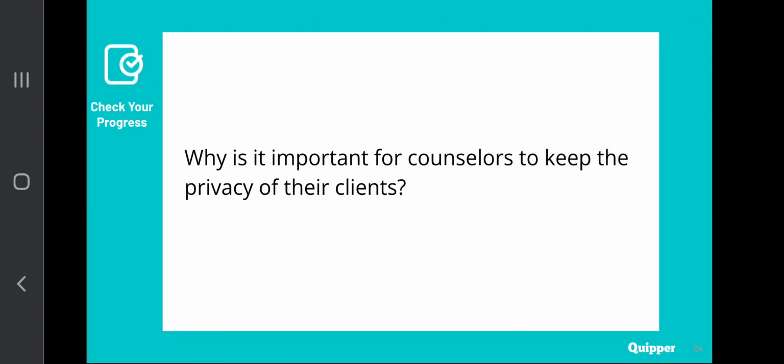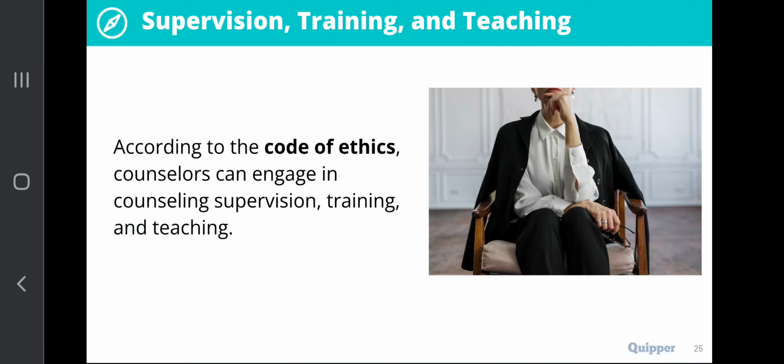Now, why do you think it is important for counselors to keep the privacy of their clients? Why? Is it because we do not want to be gossiping counselors, or is it because we need to be ethical in the conduct of this process?